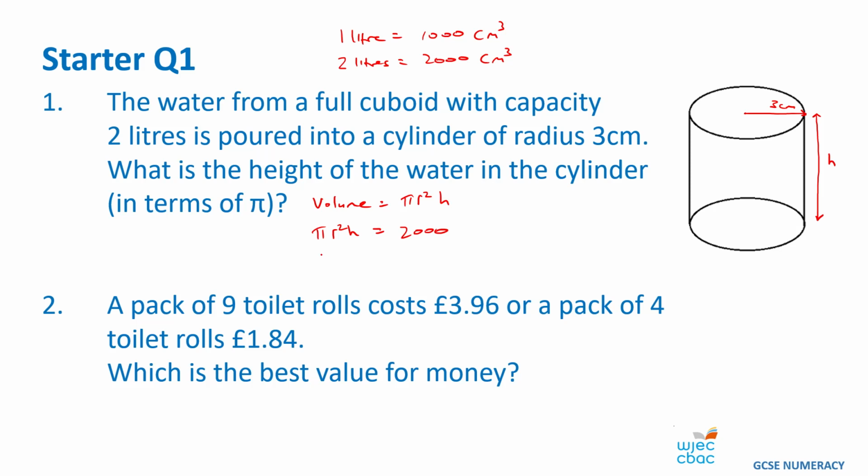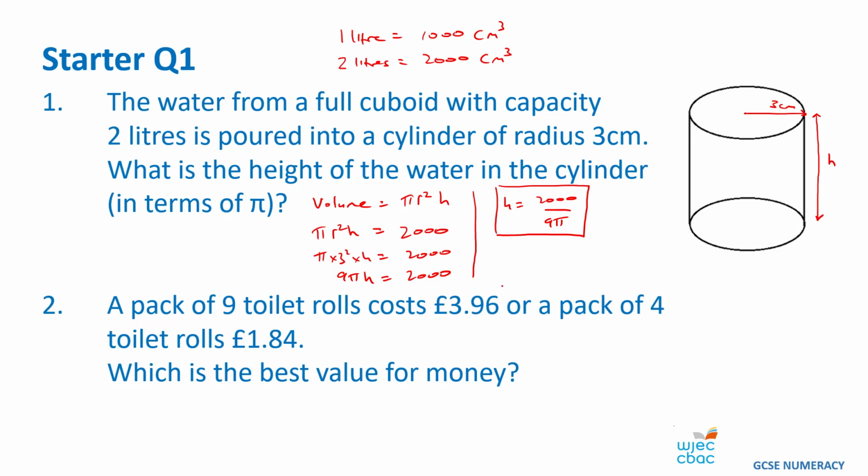R is 3, so pi times 3 squared times h equals 2000. 3 squared is 9, so 9 pi h equals 2000. And then to get the h on its own, the 9 and the pi go down under the 2000, so h is equal to 2000 divided by 9 pi. And that's our solution in terms of pi. You still have pi in the solution there; that's what they wanted. We can't simplify any further because 9 doesn't go into 2000, so this is the best way to leave this question.